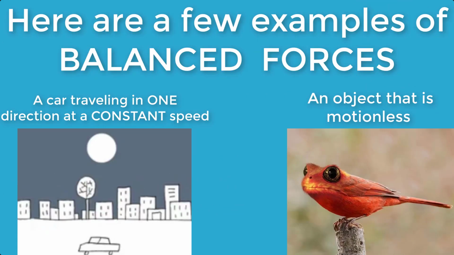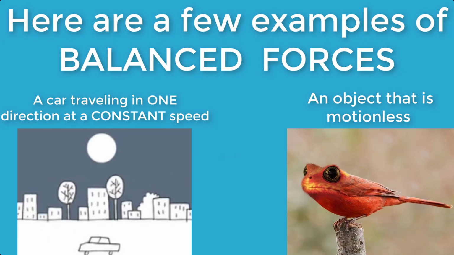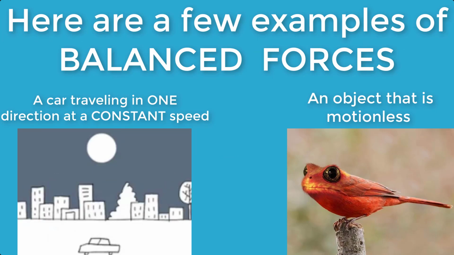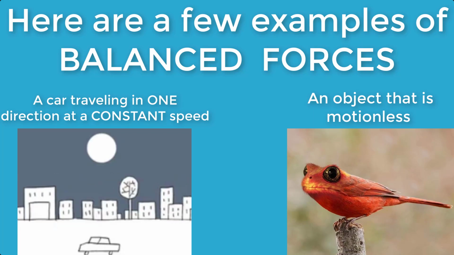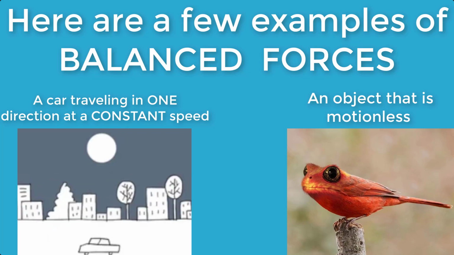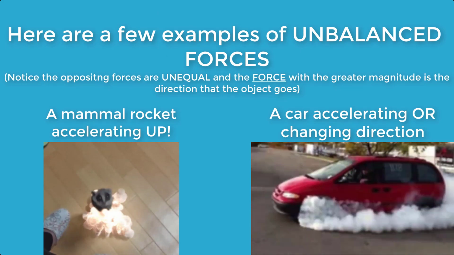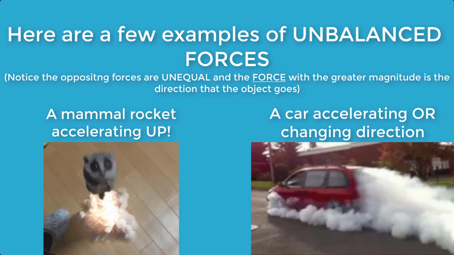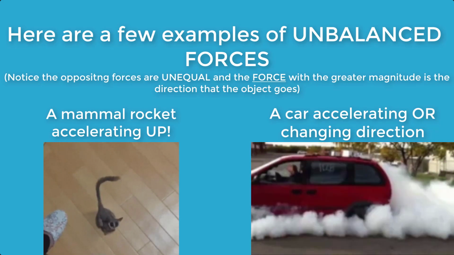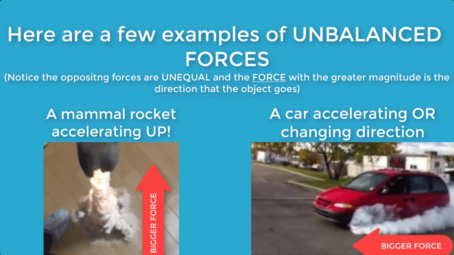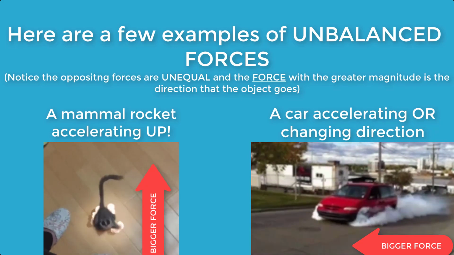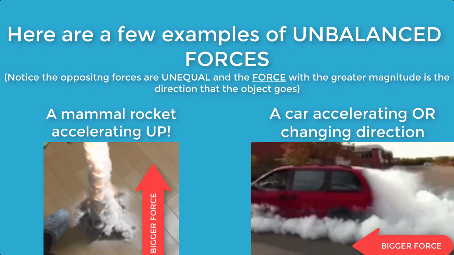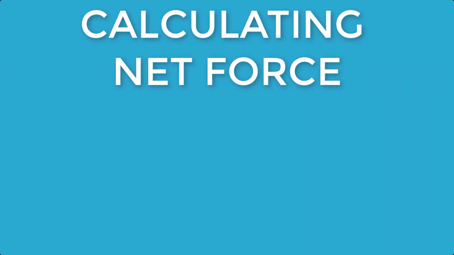Here are a few examples of balanced forces. A car traveling in one direction at a constant speed, and an object that is motionless. And here are a few examples of unbalanced forces. Notice the opposing forces are always unequal, and the force with the greater magnitude is the direction that the object goes. Now let's look at calculating net force.